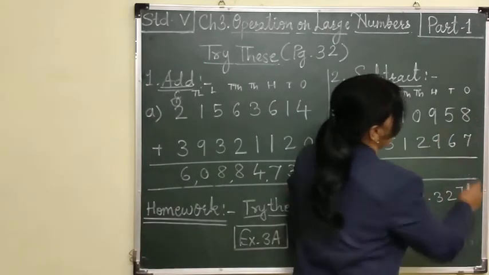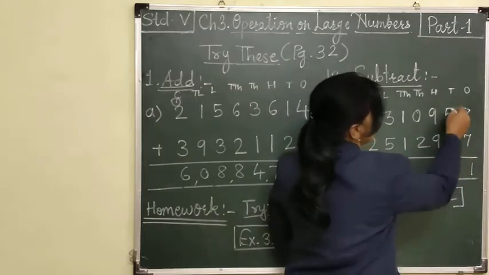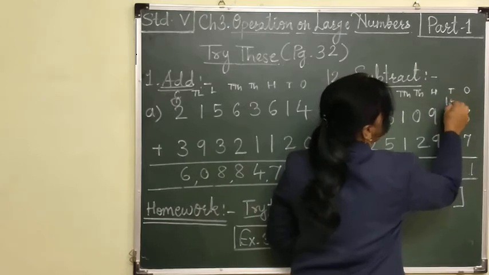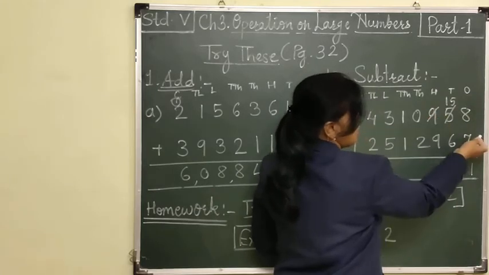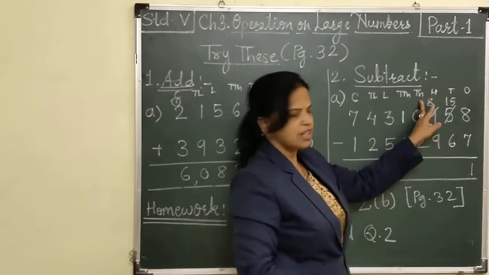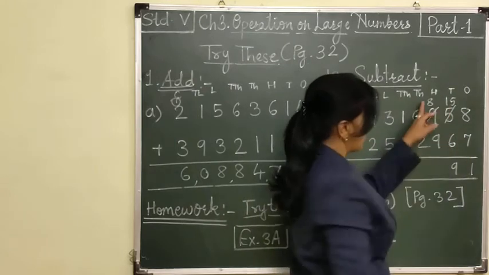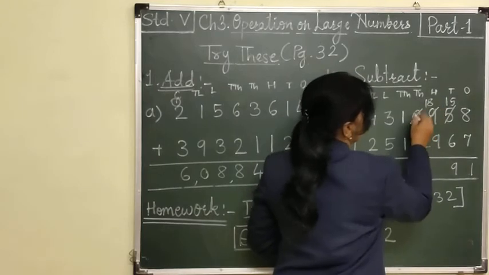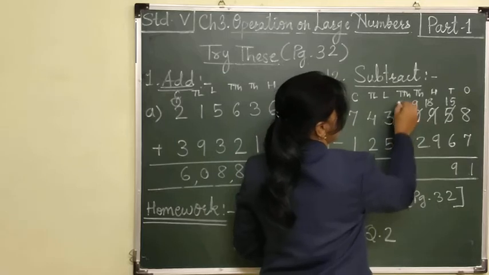Now 8 minus 7, 1. From 5, can we subtract 6? No. So we will borrow 1 from the hundreds place. This 5 will become 15, and as this 9 has given 1, it will become less by 1, so 9 will be 8 here. So 15 minus 6, 9. From 8, can we subtract 9? No. So 8 will be 18 and this 0 will become 9. And this 1 will become less by 1, that is 0.